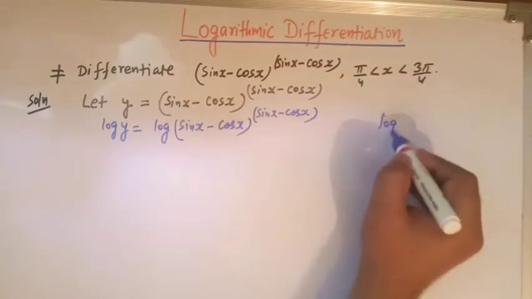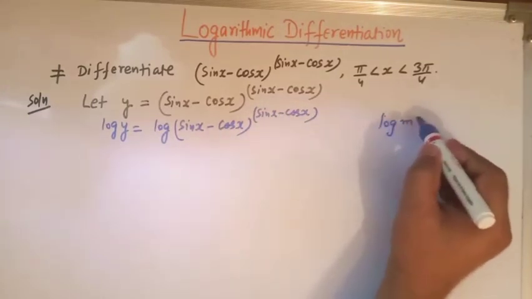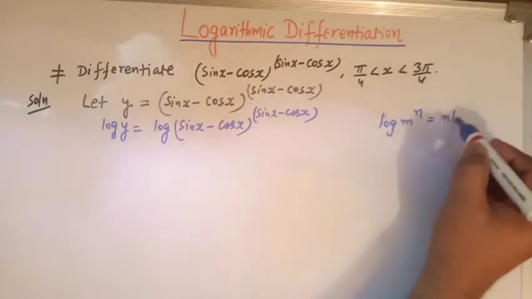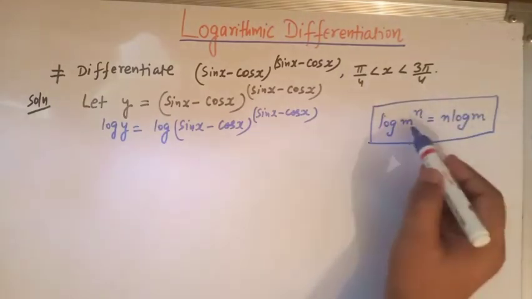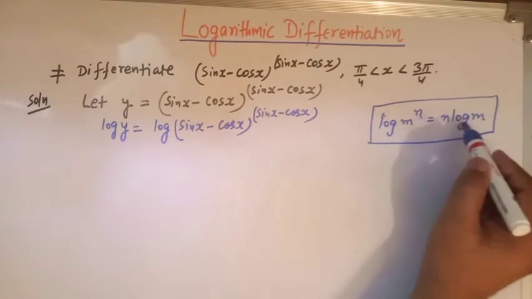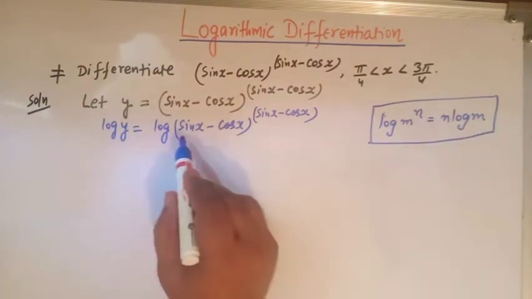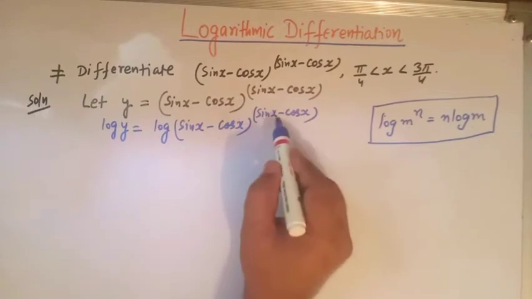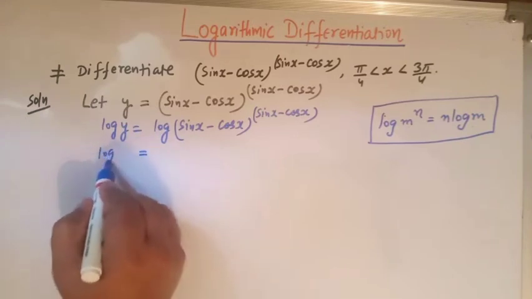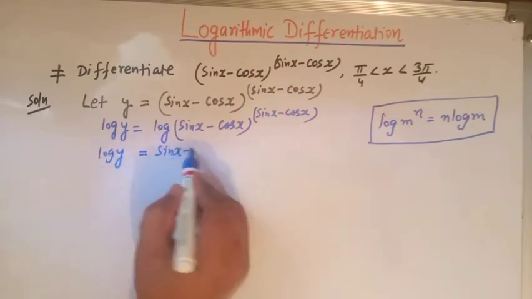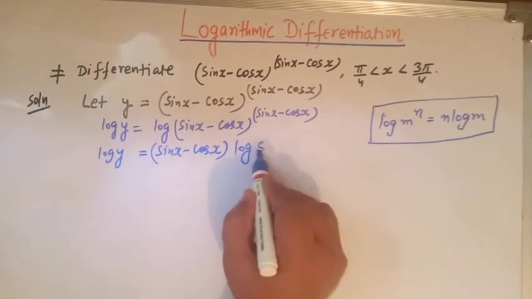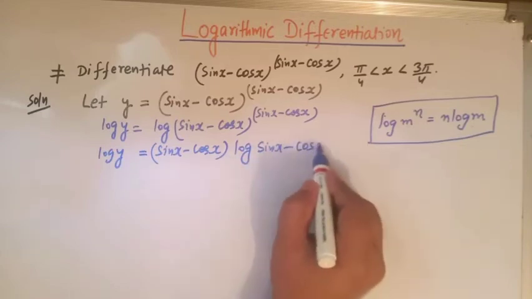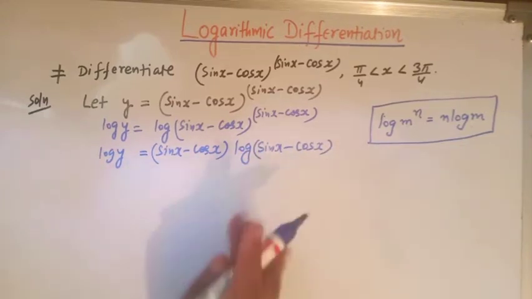Now we'll take here log m raised to n. This is equal to n log m. So we'll make use of this property, right? Log m raised to n is equal to n log m. So log y is equal to log of (sin x minus cos x) raised to (sin x minus cos x). So this is m, this is n. So log y is equal to (sin x minus cos x) times log of (sin x minus cos x). Clear?